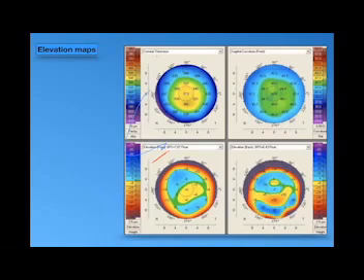Then go to the posterior elevation, to check the posterior elevation at the same point of the increased anterior elevation. The posterior elevation in the central 6 millimeter zone of the cornea could be accepted as normal up to +15.